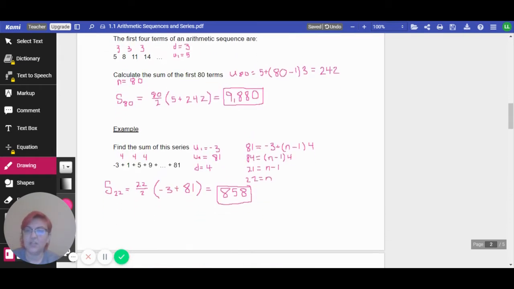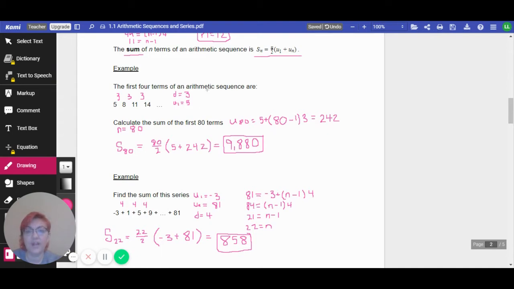All right, so we have the first 4 terms of an arithmetic sequence here, 5, 8, 11, and 14. And you see I just wrote in the common difference and the first term immediately. Next, it wants me to calculate the sum of the first 80 terms. But to do that, I need to know what the 80th term is. Well, that means that my n is 80. So u of 80 equals the first term, 5, plus (n, 80, minus 1) times the common difference, 3. Multiplying and adding out, I get 242.